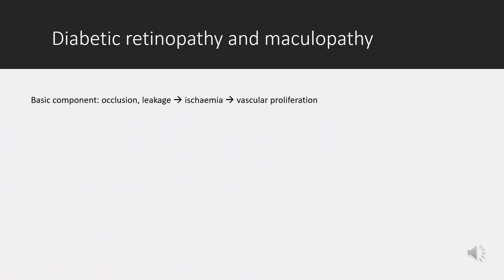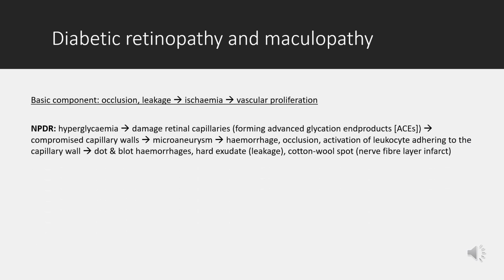So why do we have diabetic retinopathy and maculopathy? Basically, it's all about occlusion and leakage. That leads to ischemia and vascular proliferation. For non-proliferative retinopathy, hyperglycemia leads to formation of advanced glycation end product and damage to retinal capillaries that compromise the capillary walls and lead to microaneurysm formation. The microaneurysm can cause hemorrhage, leakage, occlusion, activate leukocyte adherence to the capillary wall, and therefore lead to hemorrhage, hard exudate as a result of leakage, and cottonwool spots as a result of nerve fiber infarct.